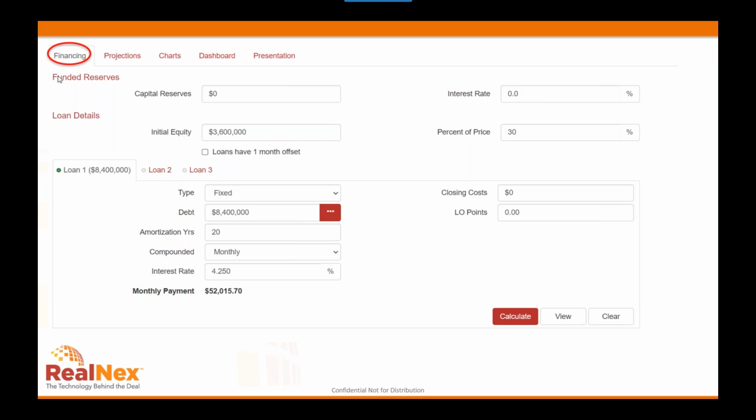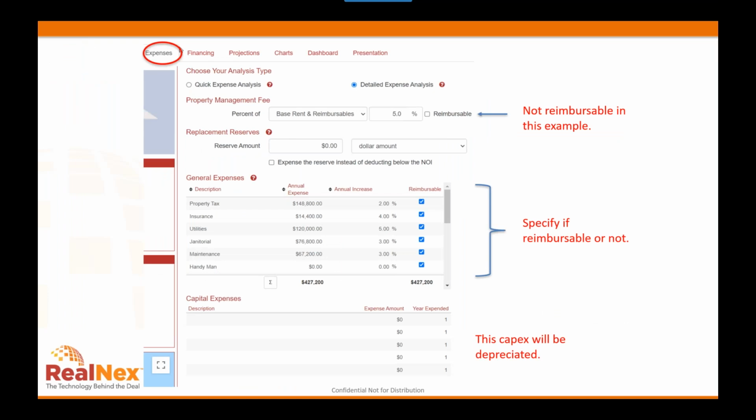You could also put in some closing costs, and you could put in some points if you want to. And again, you can also have a loan 2 and a loan 3 on the property. Of course, if you have more of a loan, you have less equity. If there's positive leverage on each of those, you're going to get an even higher rate of return. All right, so that's your financing inputs.